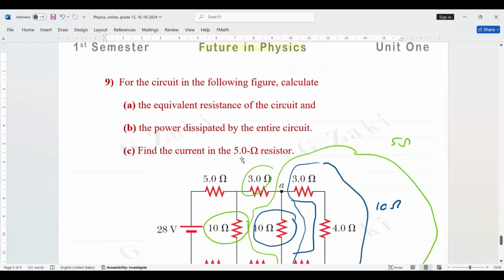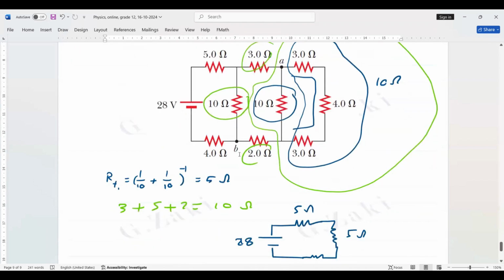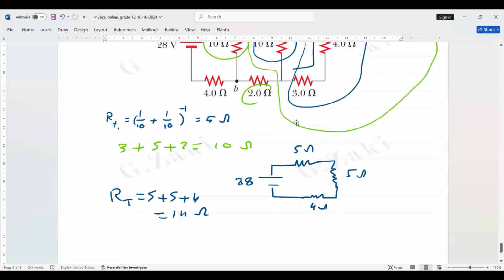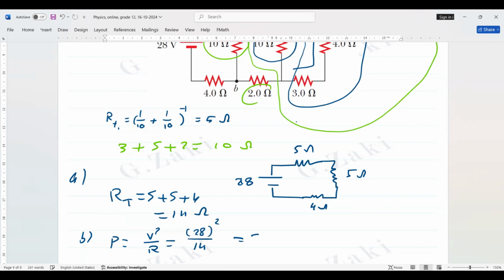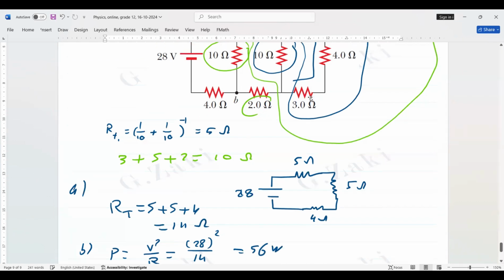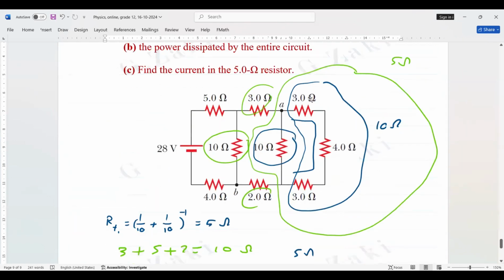Second, we need the power dissipated by the circuit. The power, we use the voltage. This is part A. Part B, the power equals V squared over R because we have V, it's 28 squared, and we have the total resistance. Then 28 squared divided by 14, it's 56 watt.